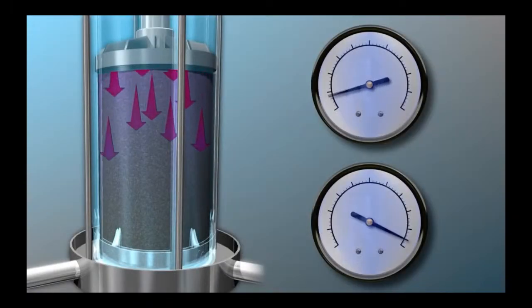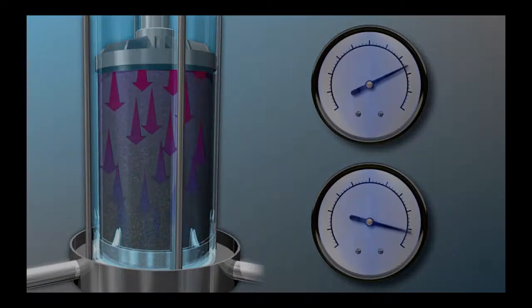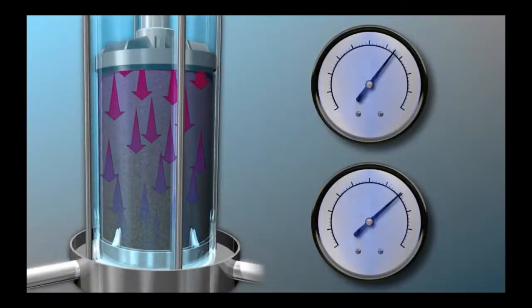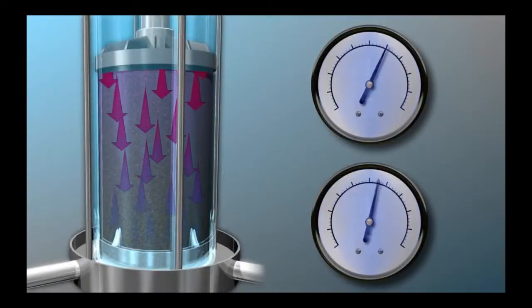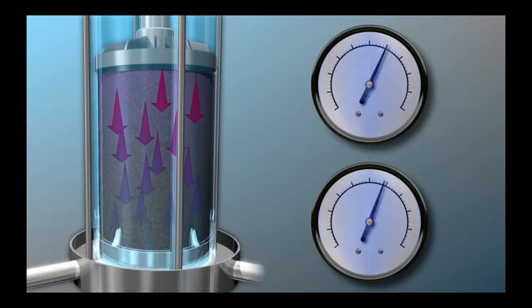The conductivity sensors let us know when a new buffered solution has filled the column. When the conductivity reading on the exit of the column matches the reading from the sensor at the inlet of the column, then we know the new solution has completely displaced the old one.